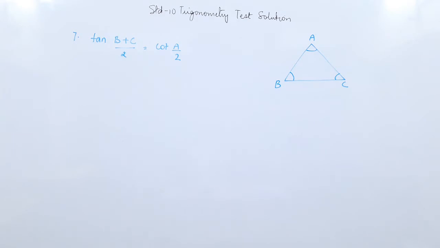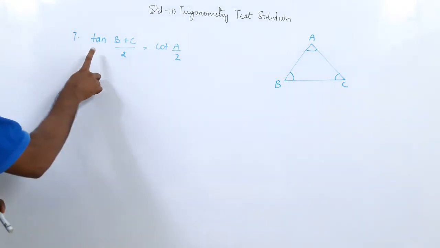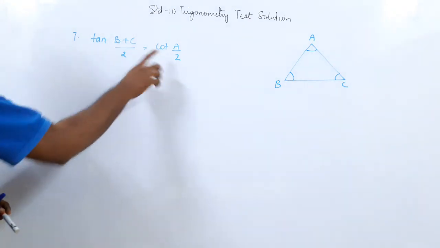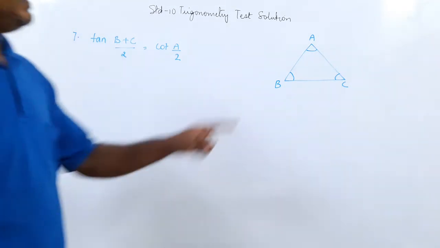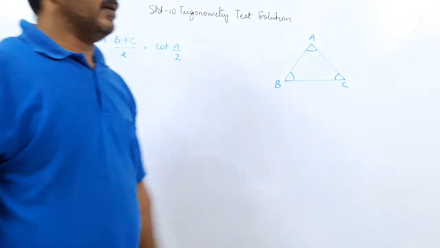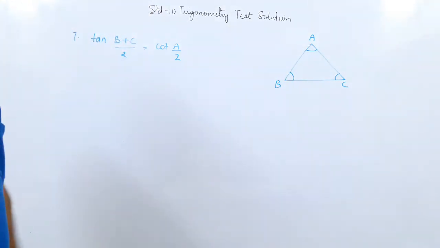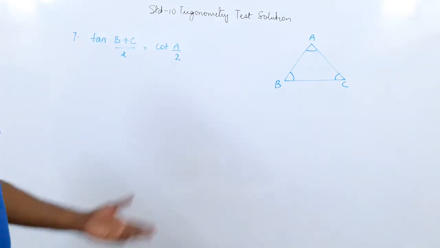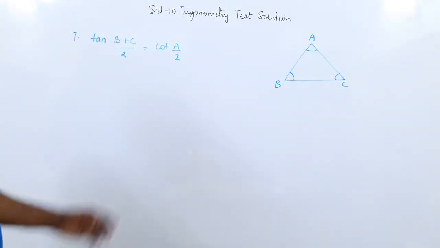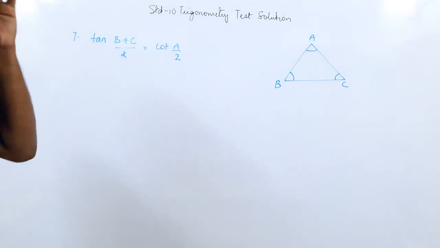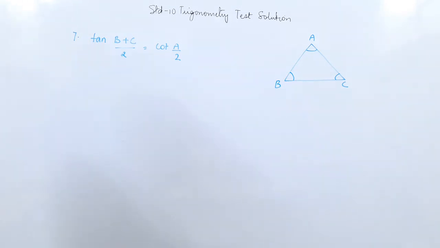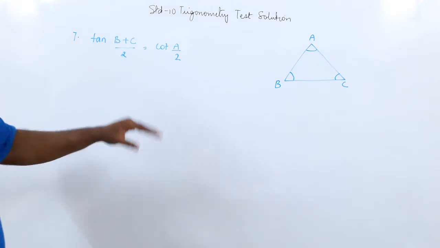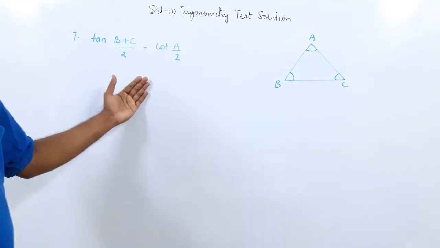I have asked for 3 marks, but it is basically a very easy sum. You have to prove tan of (b plus c) upon 2 equal to cot a by 2, where A, B, C are the interior angles of a triangle. Now only these two things are given here, assuming that you will find the relation. It is simple, but the first thing is the approach to this sum. What is the first step you will write? If you understand the approach, this is a very, very easy sum.